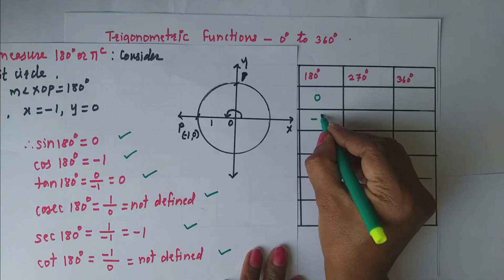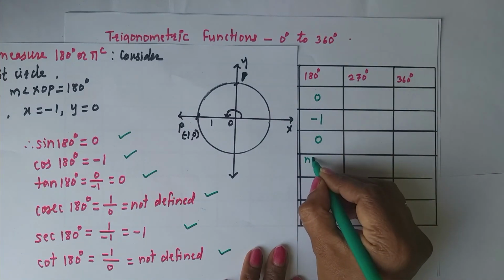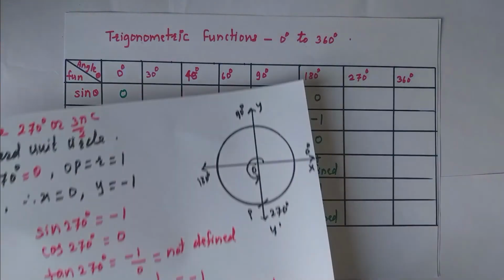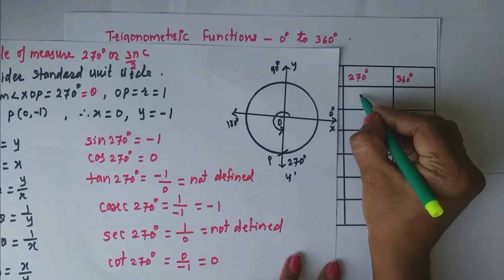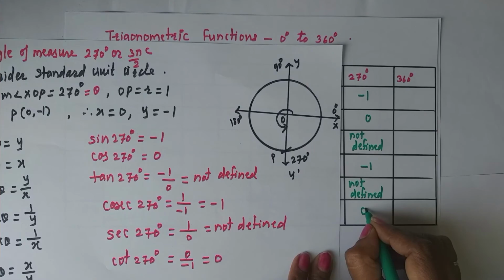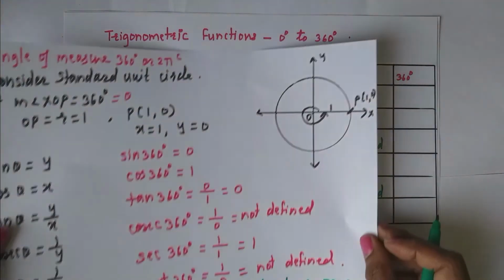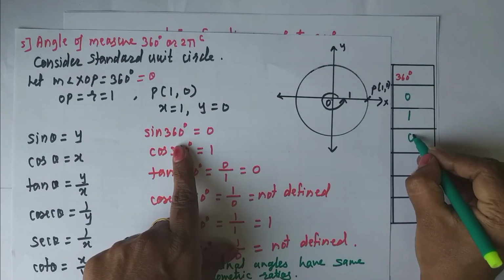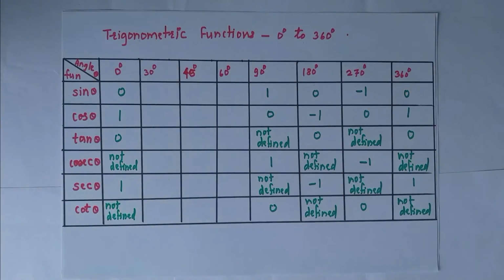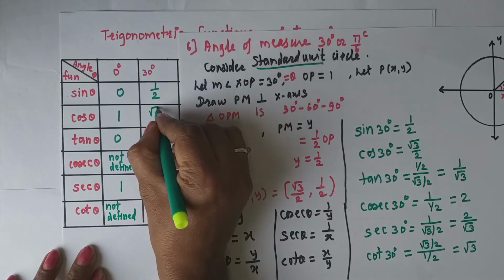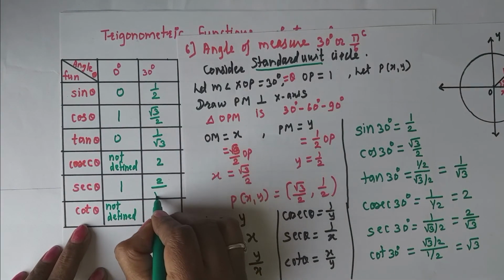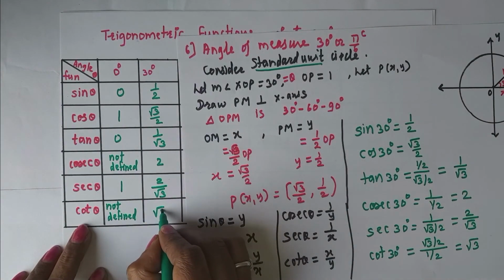Sin 180 is 0, cos is -1, tan is 0, cosec is not defined, sec is -1, cot is not defined. Then we will keep the values of 270 degree, that is -1, 0, not defined, -1 and 0. Then we will keep the values of 60 degree, 0, 1, 0, not defined, 1 and not defined. Then we will keep the value of 30 degree, half, then root 3 by 2, then 1 by root 3, then 2, 2 by root 3, and this will be root 3.